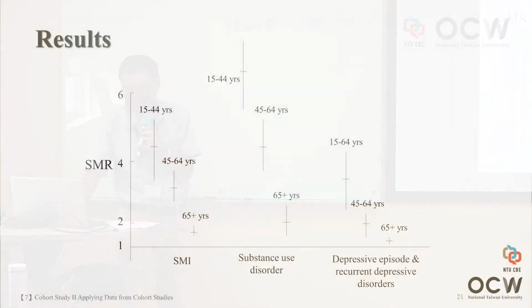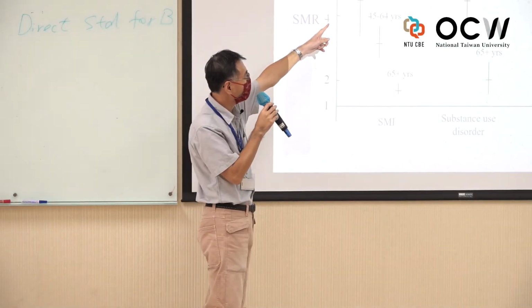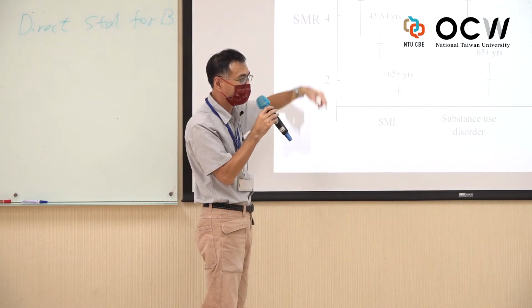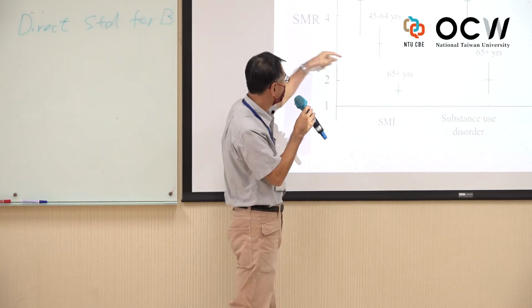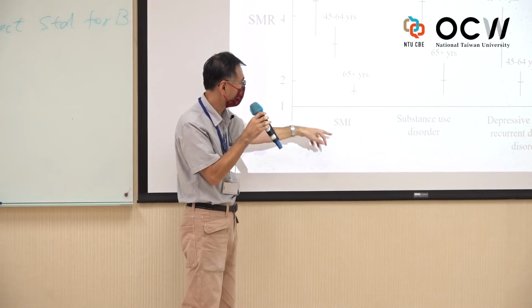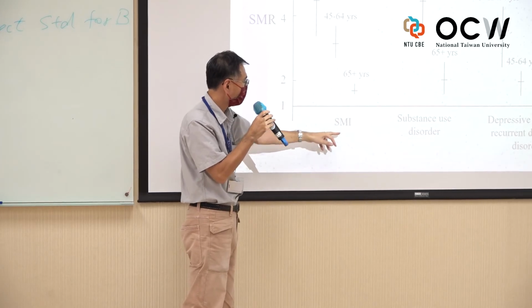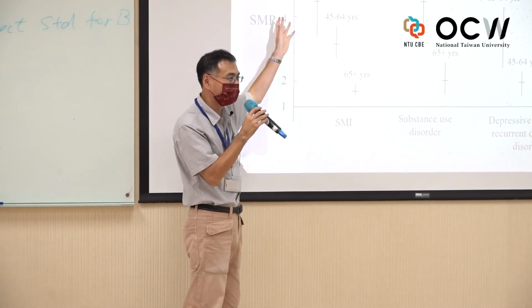Okay, and also we could do the calculation stratified by age stratum: 15 to 44, 45 to 64, and above 65. So it's much higher compared to the same age groups in the general population, more than 4 folds. For the mid-age group, maybe 3. But if we consider the people who are older than 65, who survive with severe mental illness, it's just a little bit higher than 1. Okay, so it's kind of a survival effect, right?